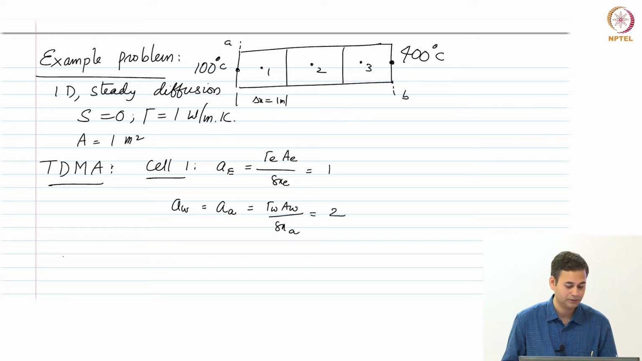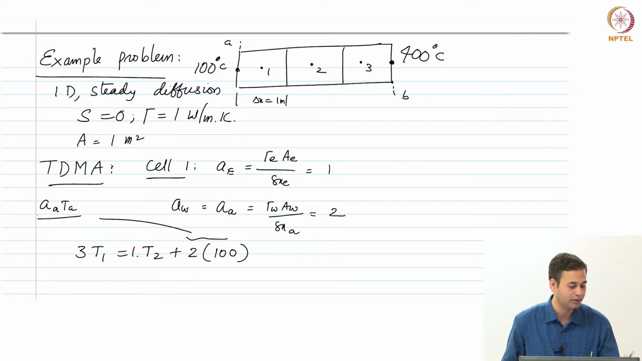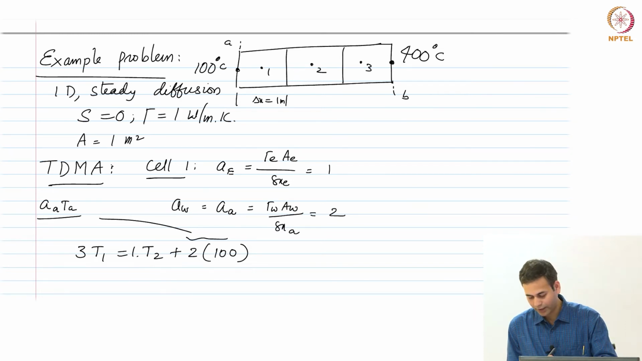So what will be AP? 3, because SP is 0, 3 times T1 equals, what would be the equation? AE times T2, that means 1 times T2, plus 2 times 100, right. Essentially this is AW times TW, TW is nothing but TA. So that is what we have written here, A times TA, right. That is all. Do you all agree with this? Agree? Easy? Do you already see the diagonal dominance? 3, okay, fine.